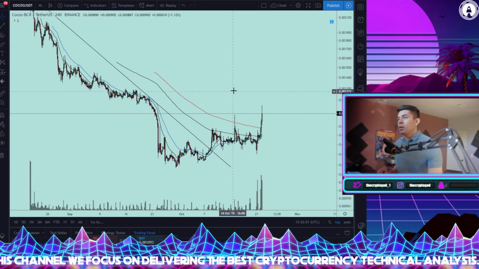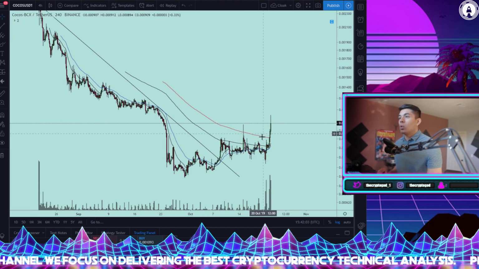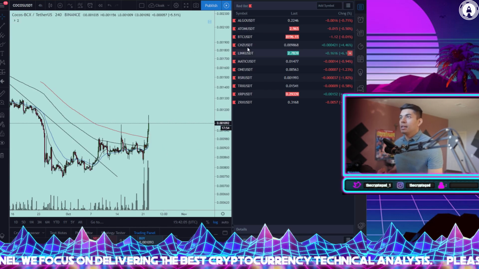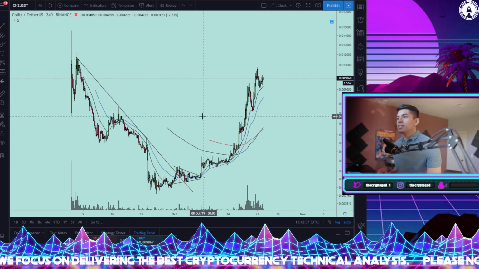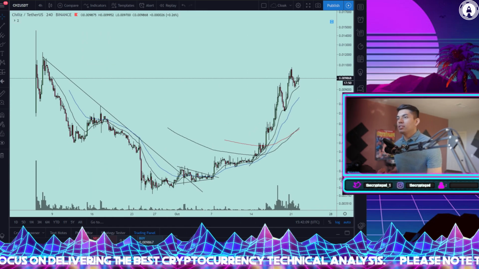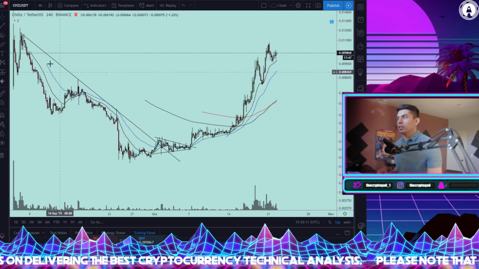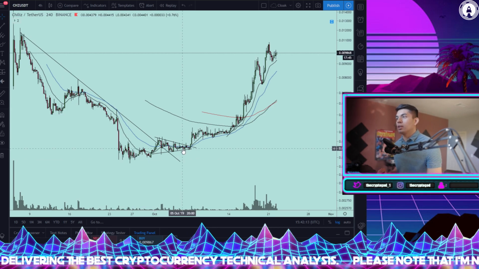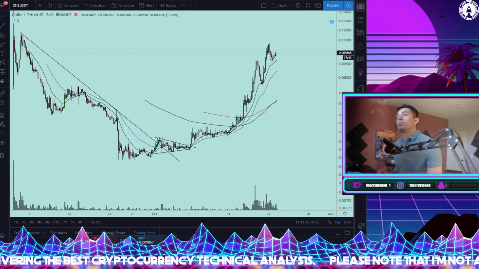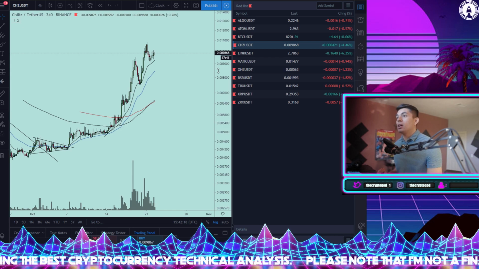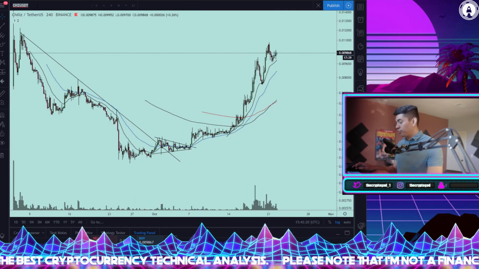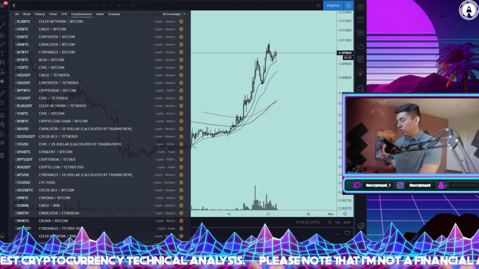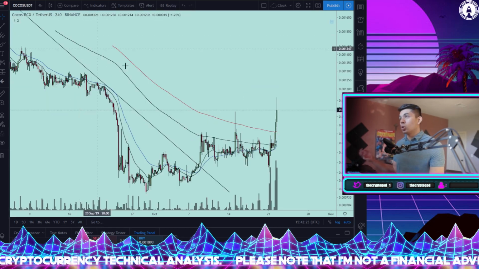Okay. If we pull up an example of a coin that looks just like this, it was actually Chili's. If you notice right here, it looks almost quite identical, really. It had a break in its downtrend, consolidation, and then it quickly performed very well. So I do think that Cocos could perform similarly to the way that Chili's did. So let's go back to Cocos.